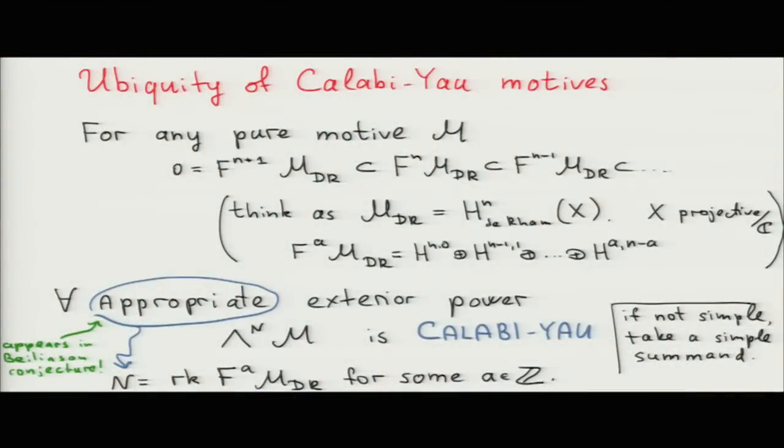There is also one delicate point here. When you take the exterior power, this could be not necessarily simple. The Galois representation will not be indecomposable, so you take a simple summand which contains this lowest one-dimensional piece. For this new one, you can repeat the construction. It will be a much larger-dimensional motive. You take again the Hodge filtration and again get an exterior power. So there are really tons of Calabi-Yau motives, much more than Calabi-Yau varieties.